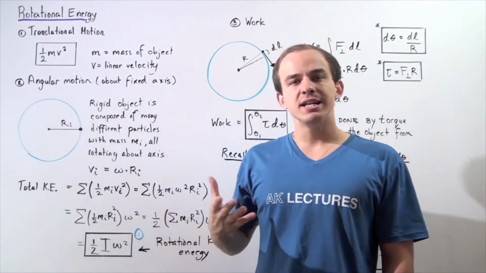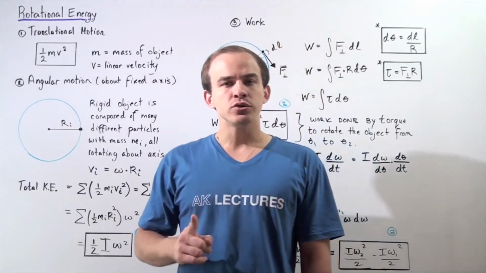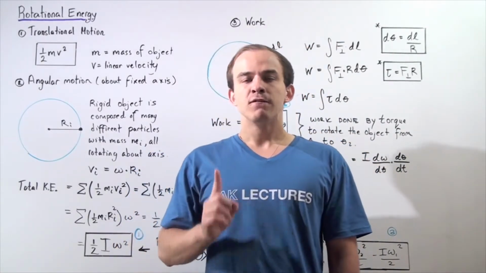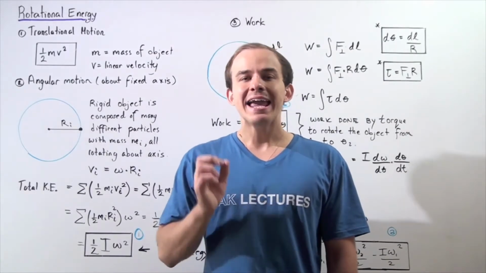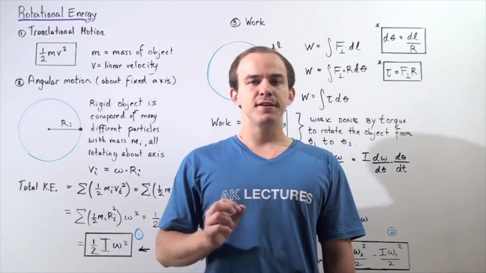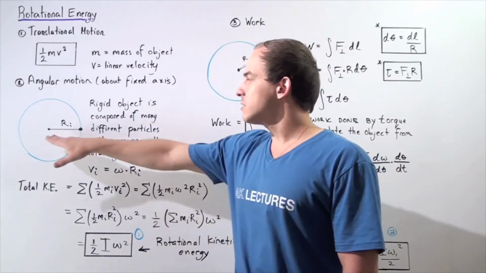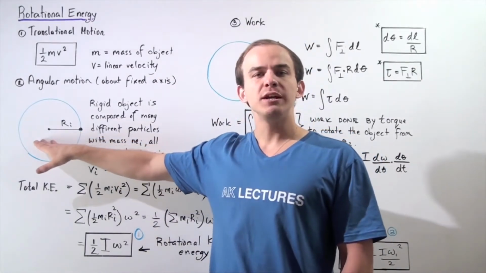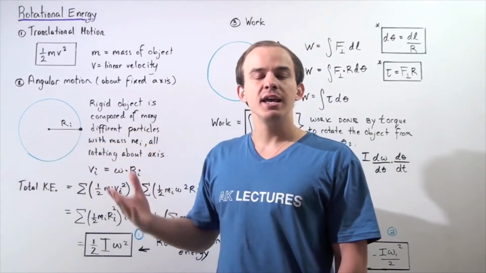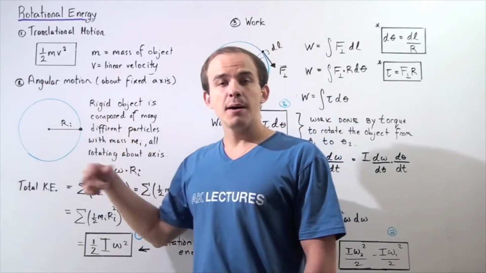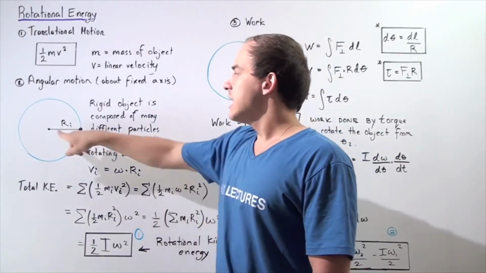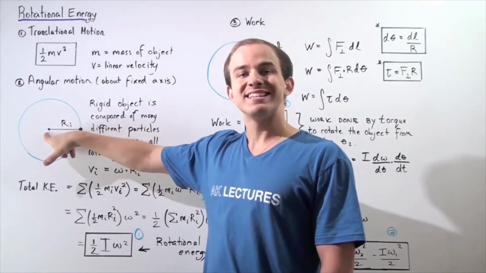Now, in the same analogous way, we can also determine a formula for the kinetic energy of an object undergoing angular motion about a fixed axis. So let's suppose we have the following two-dimensional rigid object, let's say our rigid disk. And the disk is rotating about an axis of rotation that passes through the center.